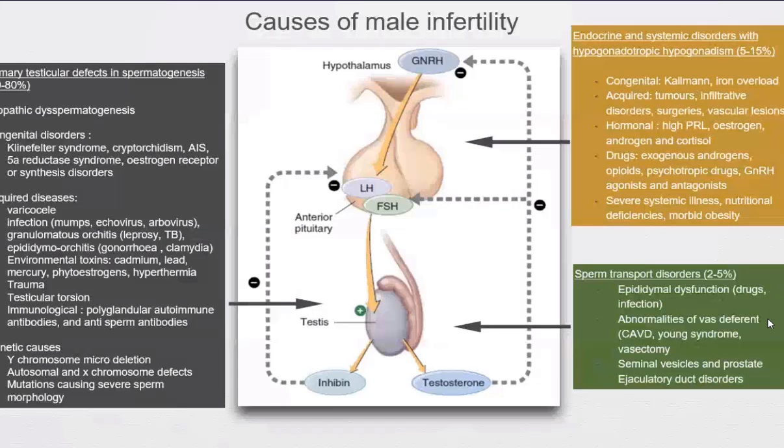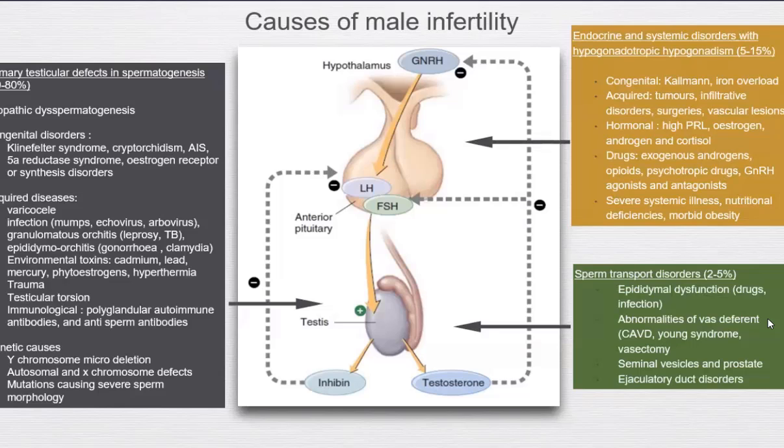And the other reasons for testicular defects in spermatogenesis can be broadly divided into congenital disorders. An example would include Klinefelter syndrome, where the patient will typically present with hypogonadotropic hypogonadism, azoospermia, and small testes. It affects about 1 in 500 to 1 in 700 of males. And there will be patients with severe oligospermia, usually in a milder form of Klinefelter syndrome. Patients with cryptorchidism, which means failure of descent of the testis, will also have some defects in spermatogenesis. Other congenital disorders include androgen insensitivity syndrome, 5-alpha reductase syndrome, and estrogen receptor or synthesis disorders.